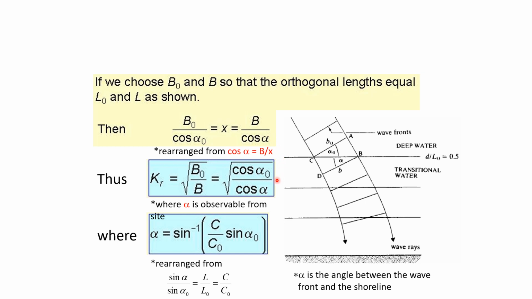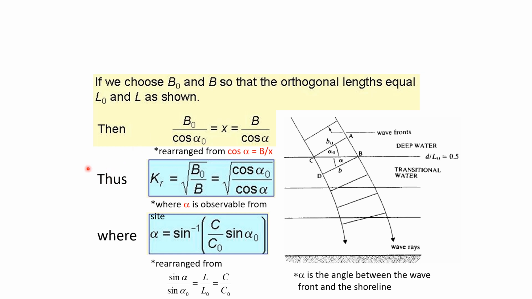So we use the same approach as the Snell's law just now. We can write cos alpha naught equals B naught over x. X is this distance between point B and point C. And likewise, cos alpha equals B over x. That is how we get these two expressions, which now relate the width between orthogonals.